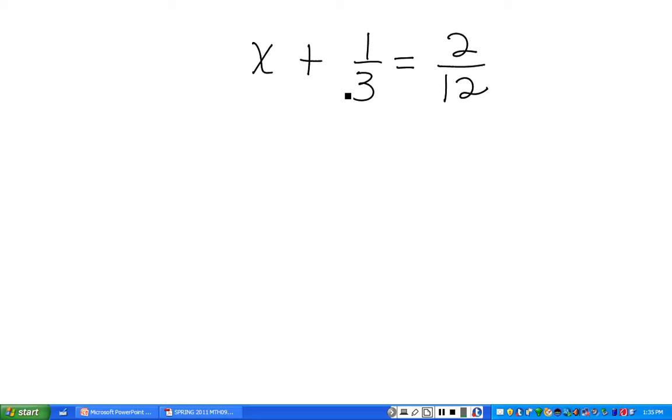Notice here, we're trying to get x by itself. In order to get rid of this 1/3, we really need to subtract 1/3. How do we get rid of a positive number? We subtract it. So always remember to do the opposite of what you see, the opposite that would make it go away. Here, if I subtract 1/3, it will go away. So let's subtract 1/3.